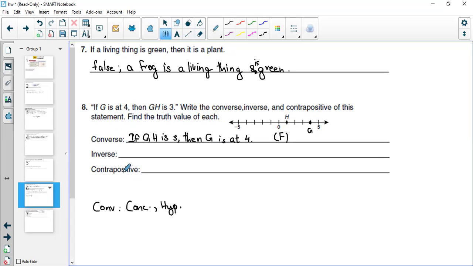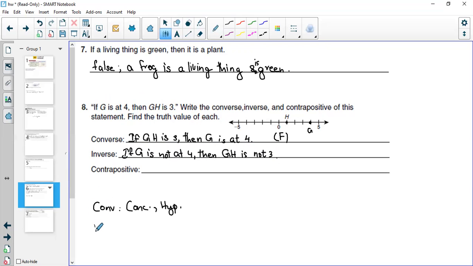Now let's write the inverse. Inverse means, I think from the word itself you can understand what's inverse. Inverse means you're going to use the word not. So from the original sentence, which is the conditional, we are going to just add the word not. So we could say, if G is not at 4, then GH is not 3. Okay, so this is how you just insert the word not.